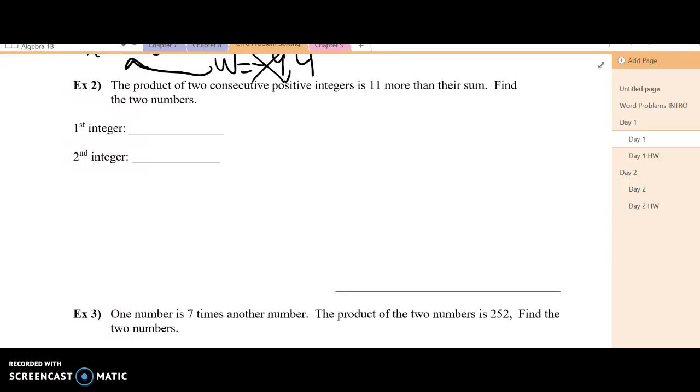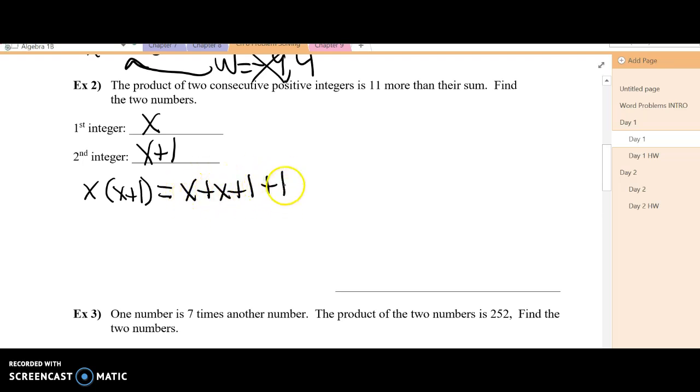So we know that the product of two consecutive positive integers is 11. So we need to make names for our integers. So our first integer will be x, and our second integer will be x plus 1 since they are consecutive. It says the product of the two is 11 more than their sum. So we will do their product. So x times x plus 1 equals then their sum. So x plus 1 plus 11.